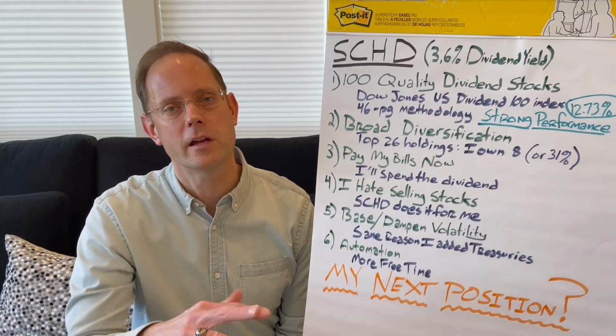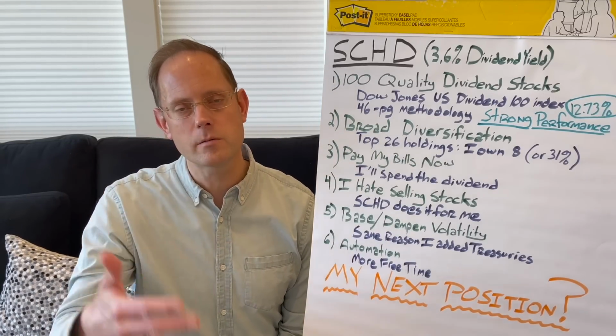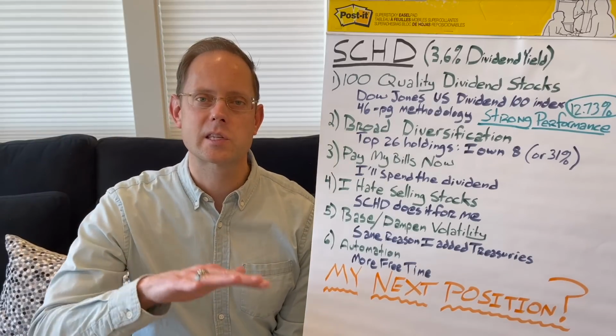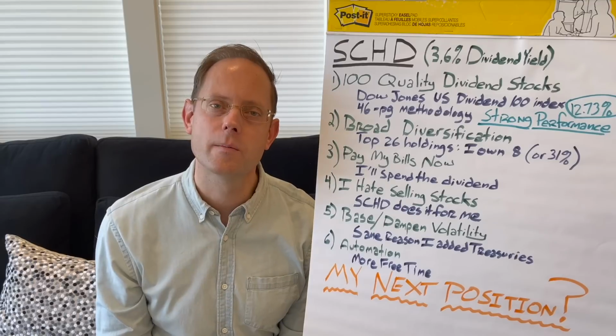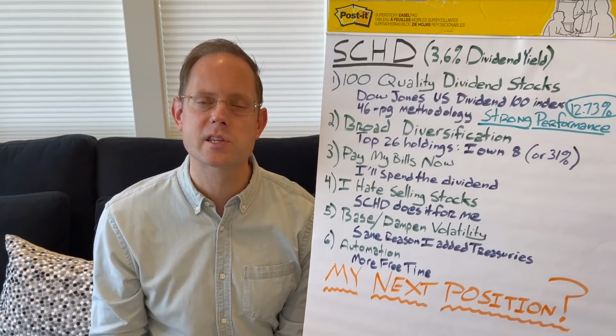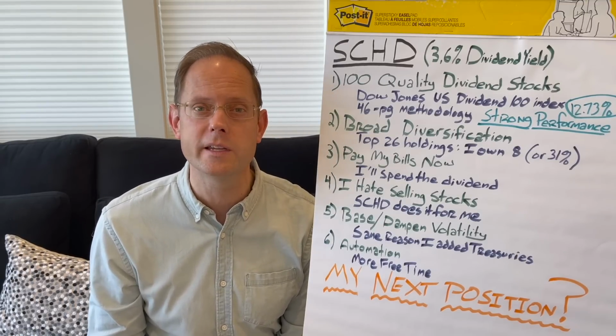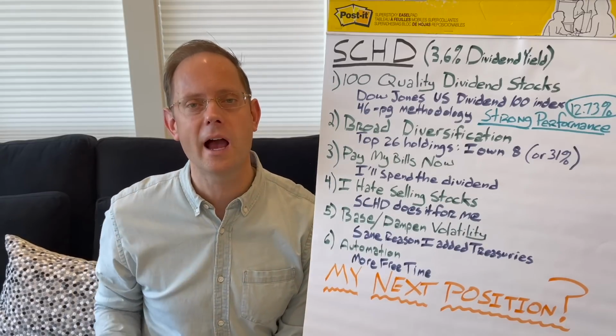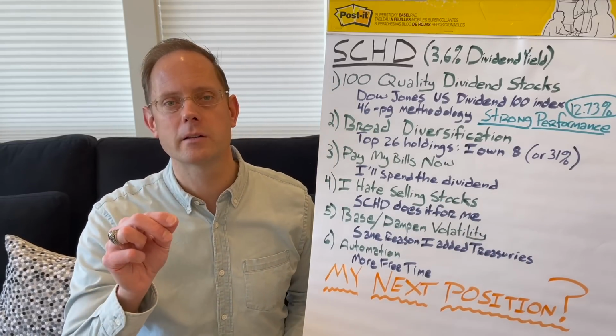But it is an algorithmic process in that stocks are selected or removed from this particular index. And my understanding is the index is reset once a year. So this is a very low turnover ETF as well, which is great for tax consequences. I want to talk about that in the video today.